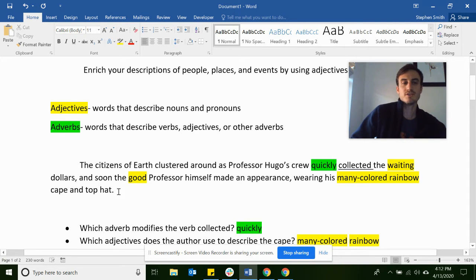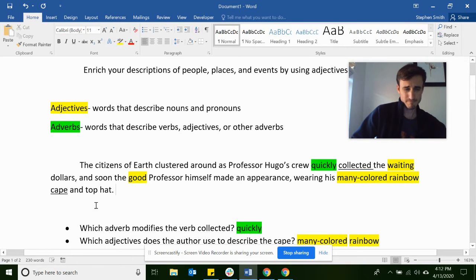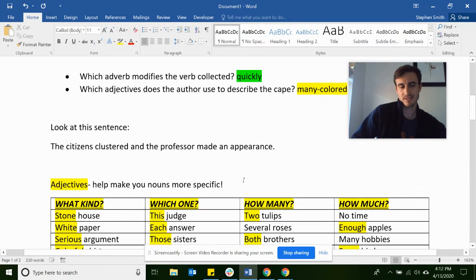What adjectives are used to describe the cape? Here's the cape. I'll underline that. The cape is many-colored and rainbow. So you'll notice that the adjectives here come before the nouns. That's the case most of the time.